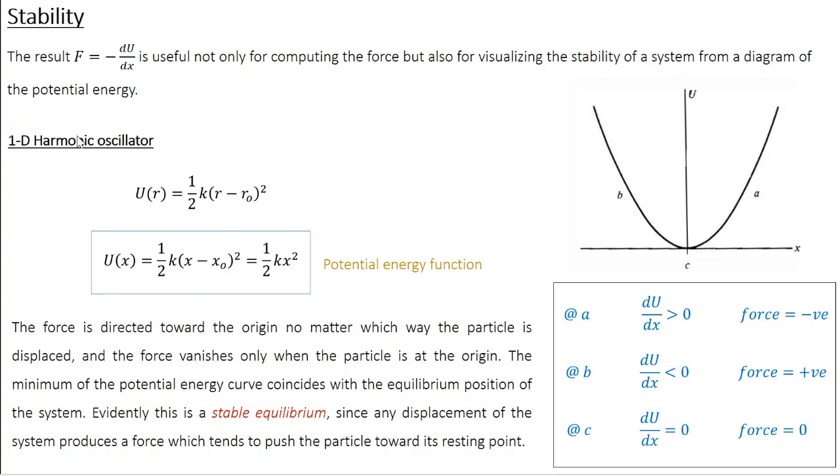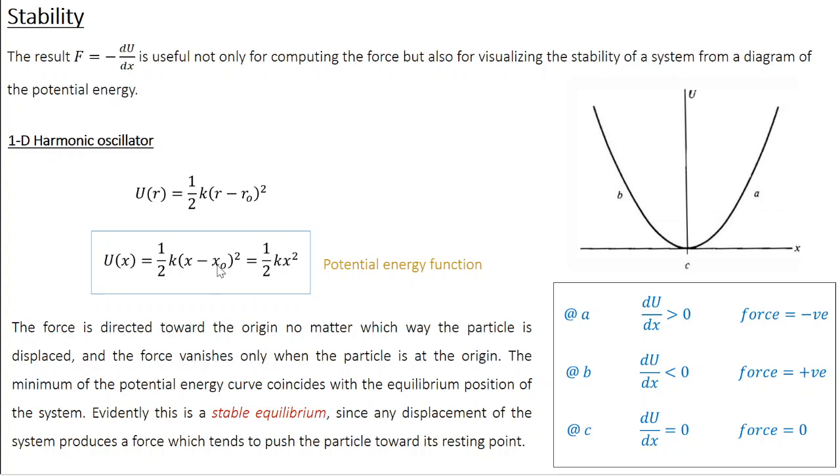Let's take the case of a one-dimensional harmonic oscillator. In the previous class, we have seen the general expression for the potential energy of a harmonic oscillator or a linear harmonic force. We have seen U(r) = 1/2 k (r - r0)^2, where r0 is the equilibrium position, r is the displacement from the equilibrium position, and k is the force constant. Now let's rewrite this for the one-dimensional case. So I have only one coordinate x. So U(x) = 1/2 k (x - x0)^2.